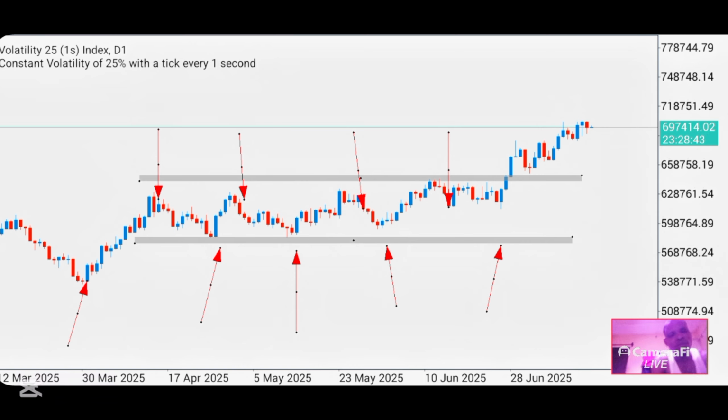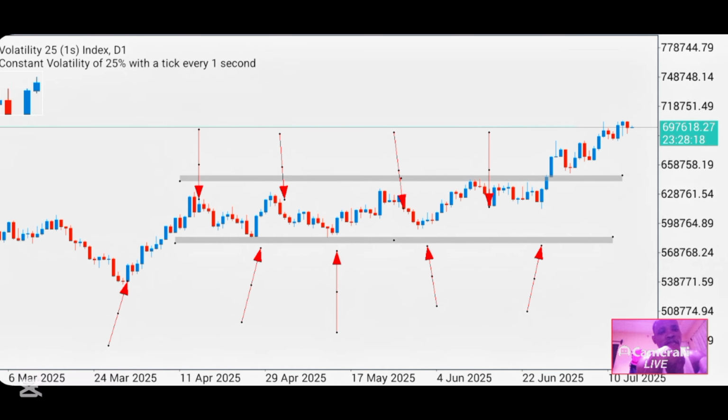So without wasting much of our time, these are the supports and the resists. This rectangle that I've drawn marks the supports and the resists. You see, when the market gets to A, B, C, D, E, F, the market is bouncing. This is range. Here in the middle is range.